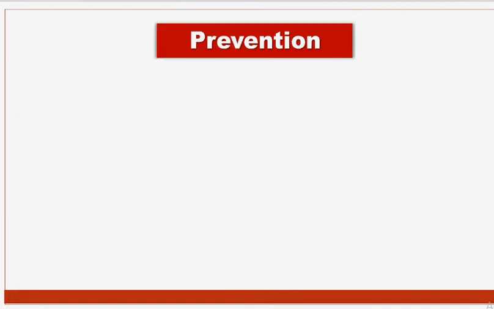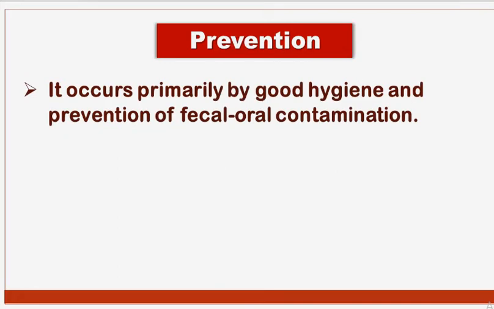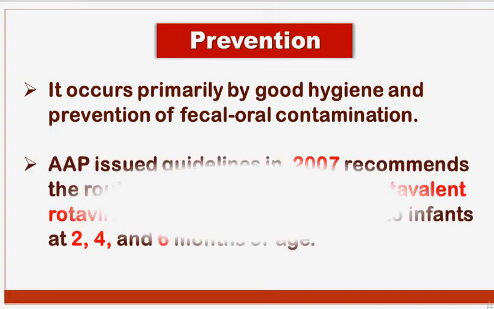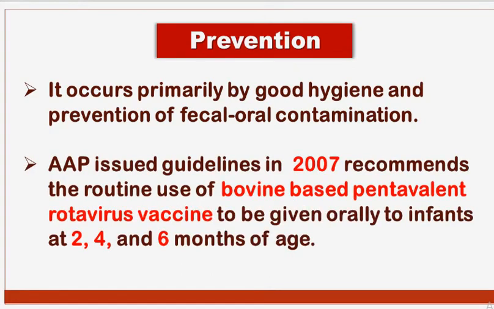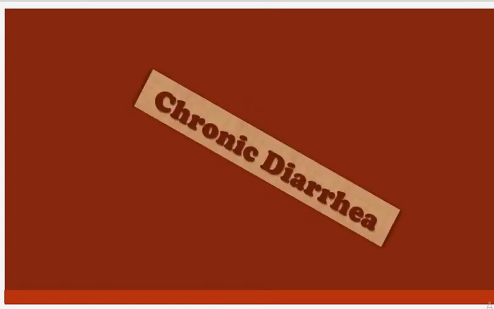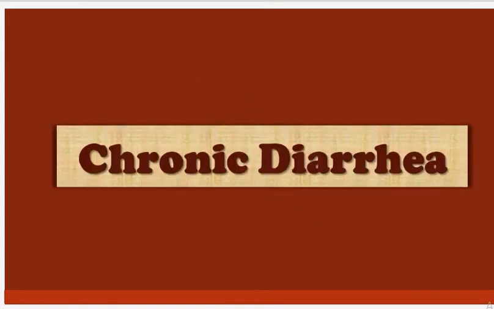Prevention, we can prevent the rotavirus infection, yes, by the good hygiene, of course, and prevention of fecal oral contamination. And second is by giving the vaccination. Since 2007, the American Academy of Pediatrics issued the bovine-based pentavalent vaccine that is given in 3 shots in 2, 4, and 6 months. And this is in our country as part of the expanded program of immunization. We should give the babies at this period of age the rotavirus vaccine and decrease the likelihood of development of the diarrhea. Now we go to the chronic diarrhea.